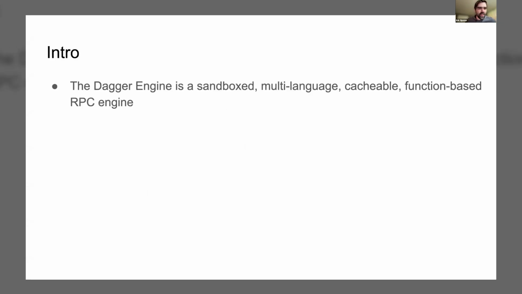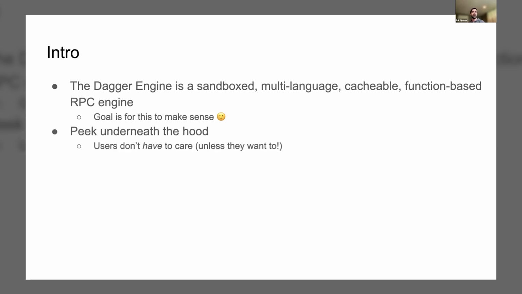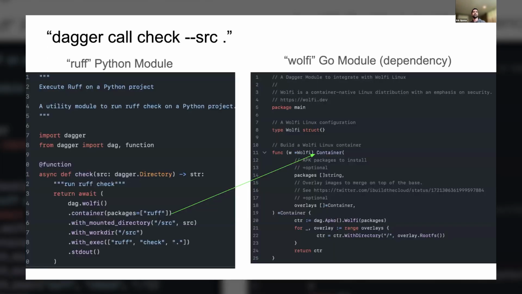engine. So the Dagger engine is a sandbox, multi-language, cacheable, function-based RPC engine, which is obviously a bit of a mouthful, but the goal here is for that to actually make sense by the end of all of this. And this is very much underneath the hood. Users, you don't have to care about any of this, but if you're interested in how some of this magic actually works, then hopefully this will help. And I absolutely have to skip all kinds of details and make a couple simplifications in a few places just for the sake of time.